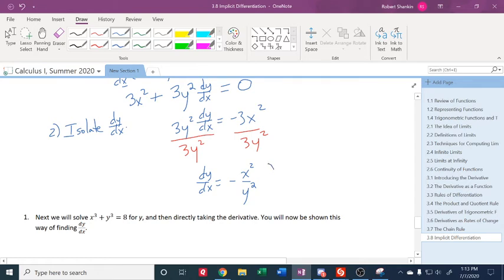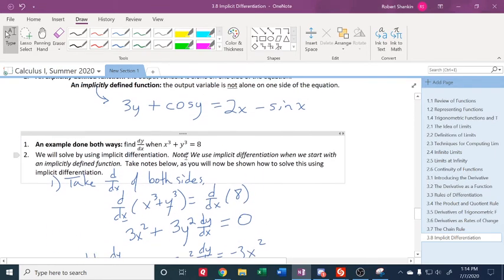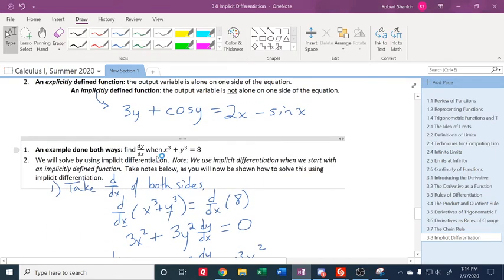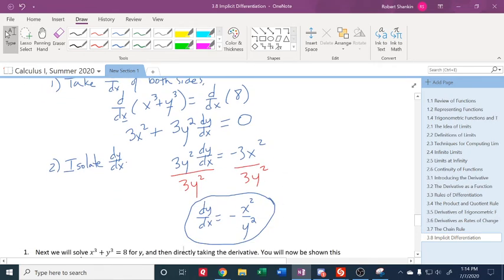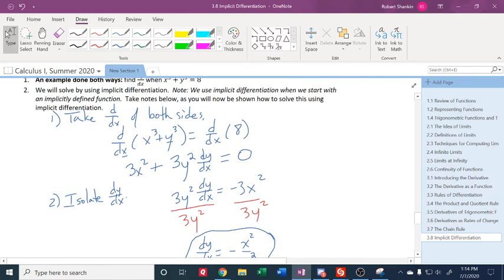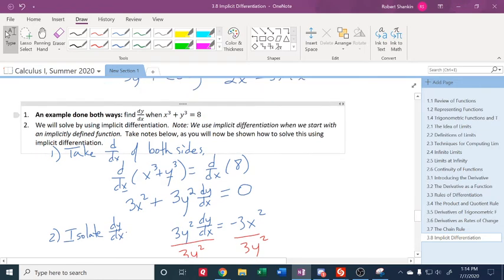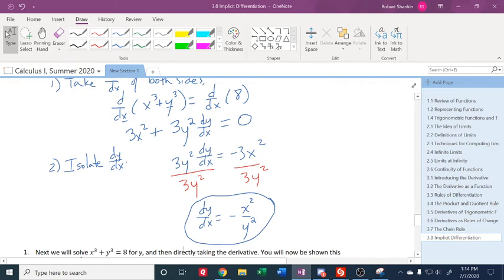And I'm done. I found the derivative by the technique of implicit differentiation, and that's my answer right here. And it's a pretty simple idea. Take the derivative with respect to x of both sides, and then isolate dy/dx.